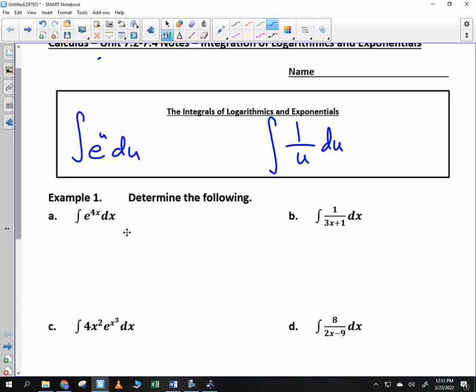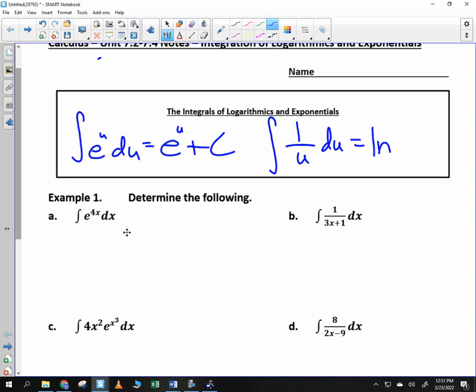So let's do the basics. What do you think is the antiderivative of e to the u? Good. And what do you think is the antiderivative of 1 over u? Let's think about it differently. What do you take the derivative of to get 1 over x? So the antiderivative is natural log.